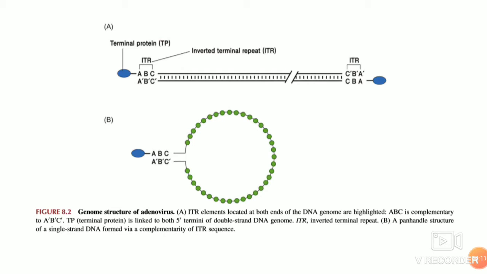This is important because during the replication cycle it forms something called a panhandle structure, which is an intermediate during replication. Also, the 5' end is covalently attached to a terminal protein, which I'll call TP. Here, the hydroxyl group of serine in the terminal protein is attached to the terminal nucleotide of the DNA. This serves as a protein primer for viral DNA replication.